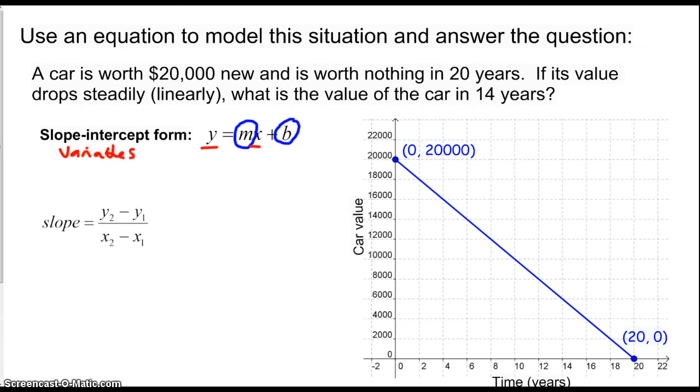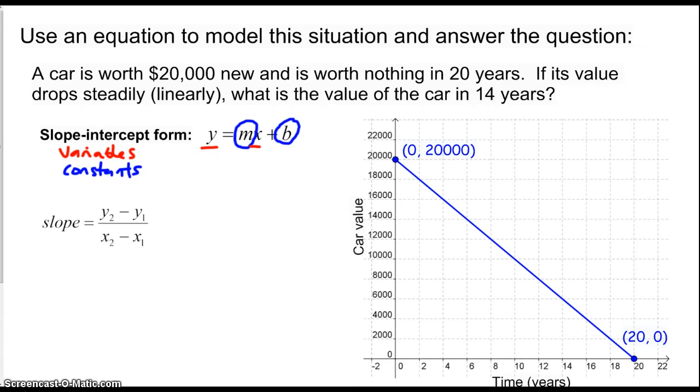And those things are expected to stay x and y in our equation, right? Because we need to be able to plug values in for x and find y, or plug values in for y and find x, right? Now, the other two letters, the m and the b, are called constants, okay?